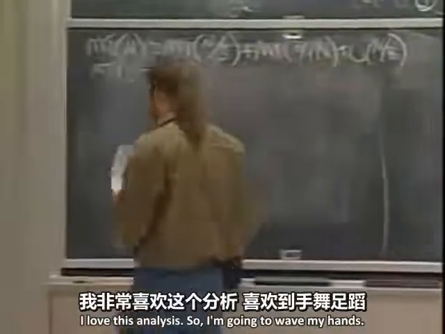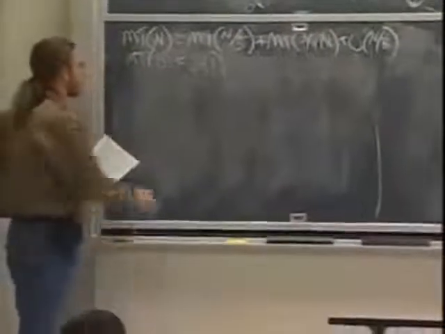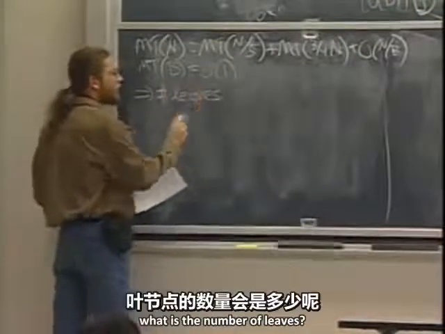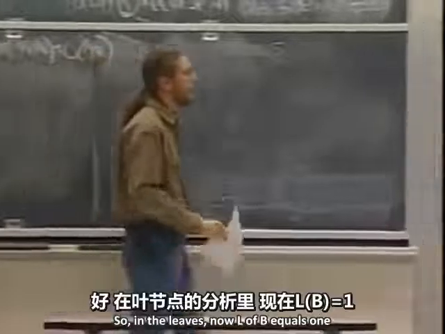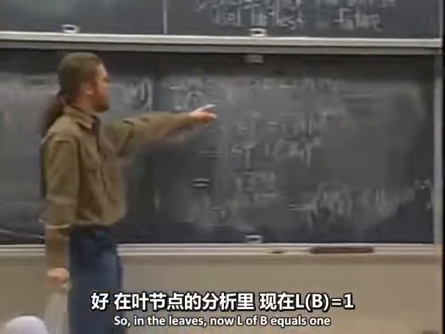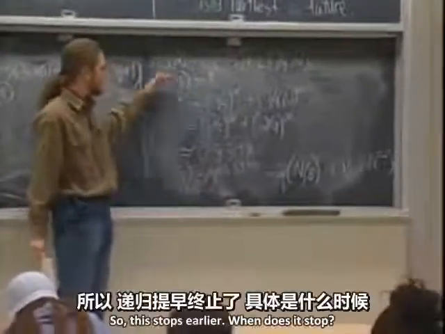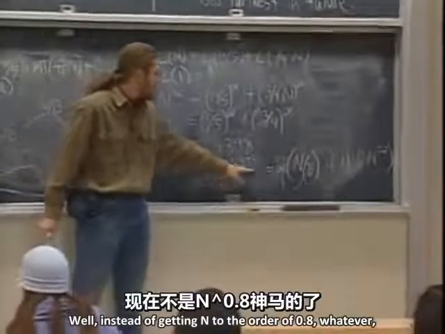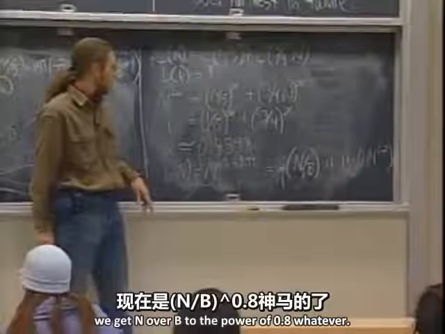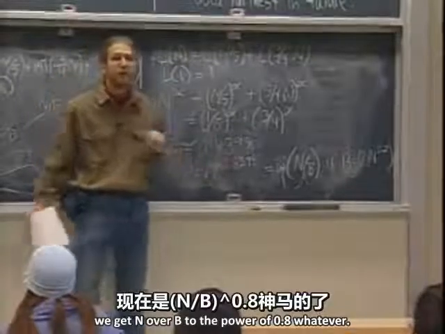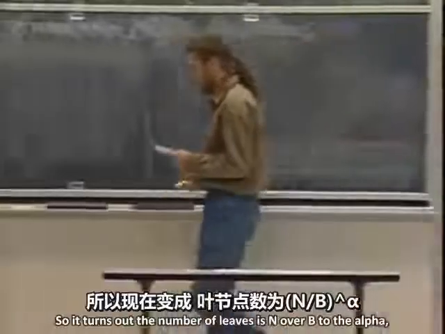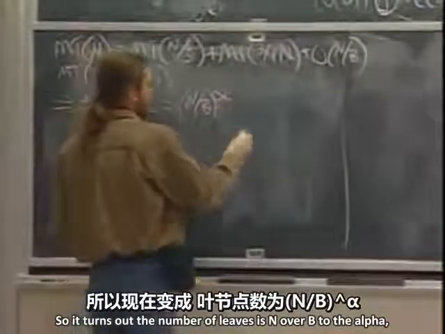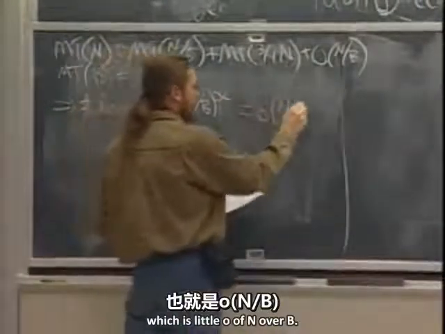I love this. So I'm going to wave my hands. But in particular, what this gives us, if we do the previous analysis, what is the number of leaves? So in the leaves, now L of b equals 1 instead of L of 1 equals 1. So this stops earlier. When does it stop? Well, instead of getting n to the order 0.8 whatever, we get n over b to the power 0.8 whatever. So it turns out number of leaves is n over b to the alpha, which is little o of n over b. So we don't care.